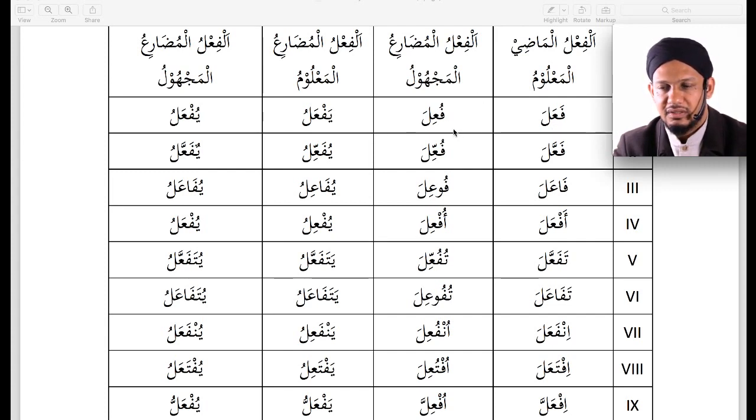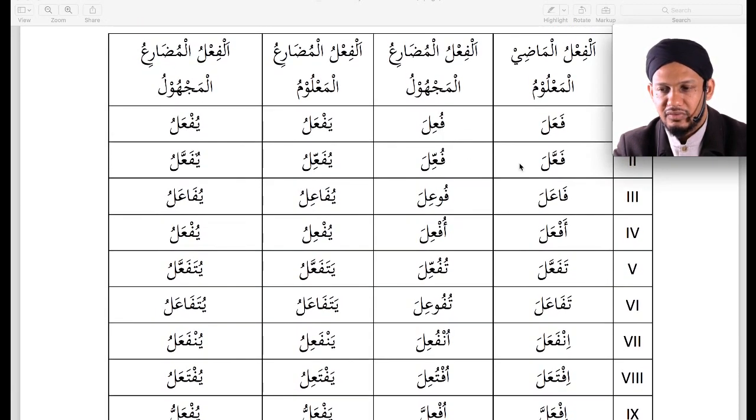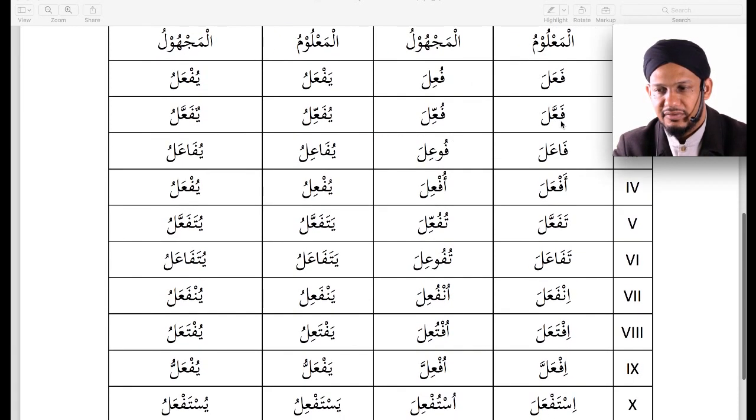Fu'ila, he was done upon. That's easy because we did it before. So the way we convert it is we make the first letter a dhamma. To make it majhul, we make the first letter a dhamma, and then we make the ayn letter a kasra. So fa'ala, you can see the fa becomes fu, and the a becomes i, so it becomes fu'ila. Fa'ala, same change, becomes fu'ila.